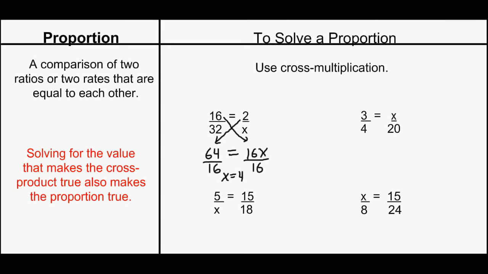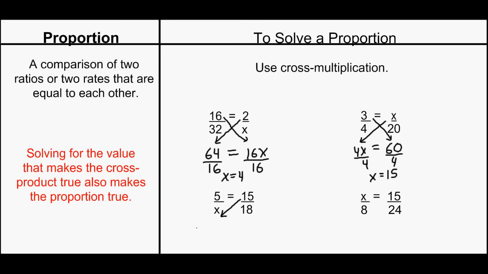Let's try another one. 3/4 equals x over 20, but we don't know what value of x will make this a proportion until we solve it. 4 times x is 4x. 3 times 20 is 60. Again, x is a missing factor, so we'll use division to solve for x. 60 divided by 4 is 15.